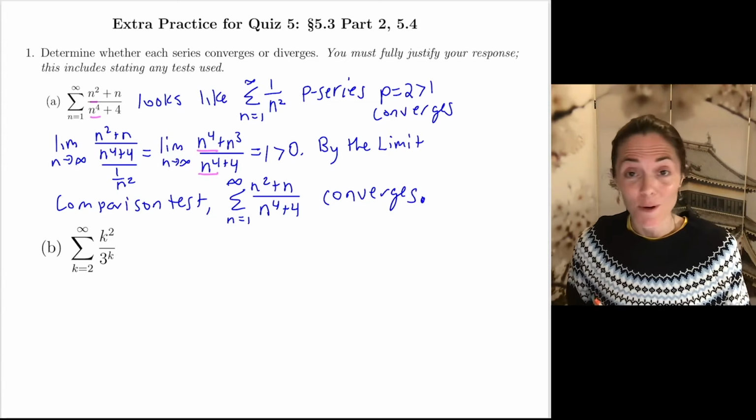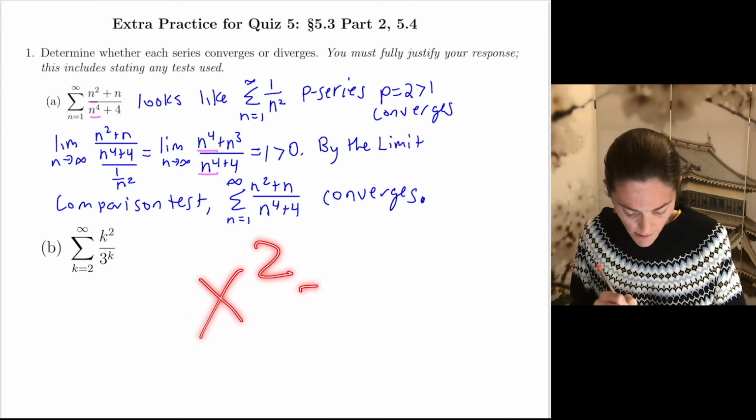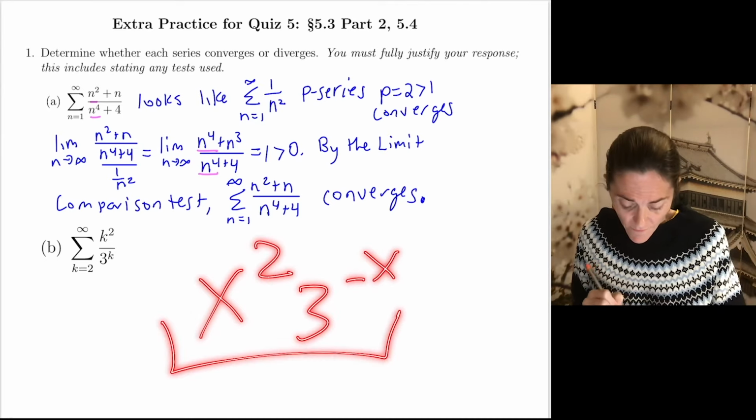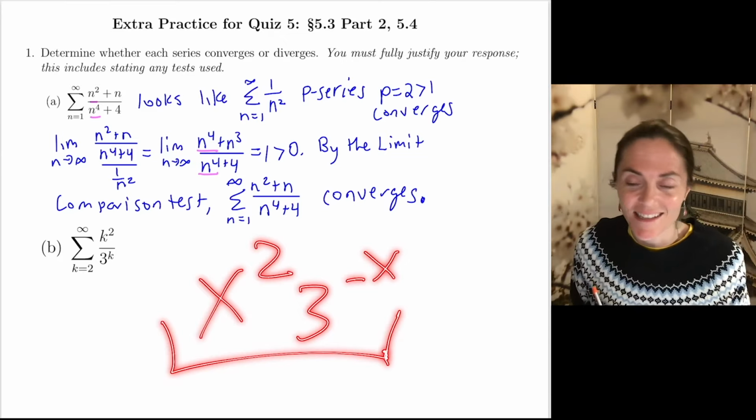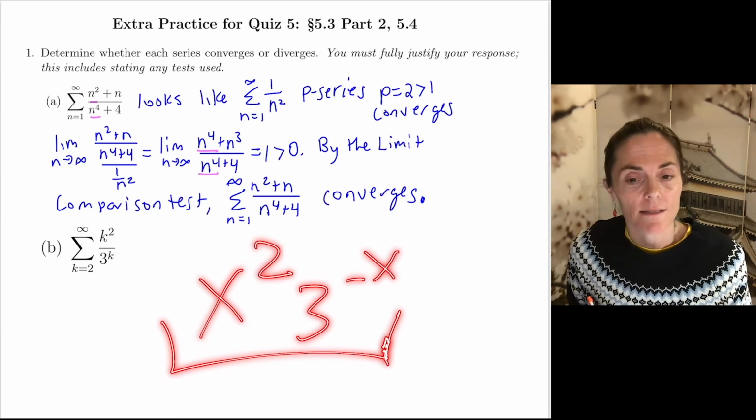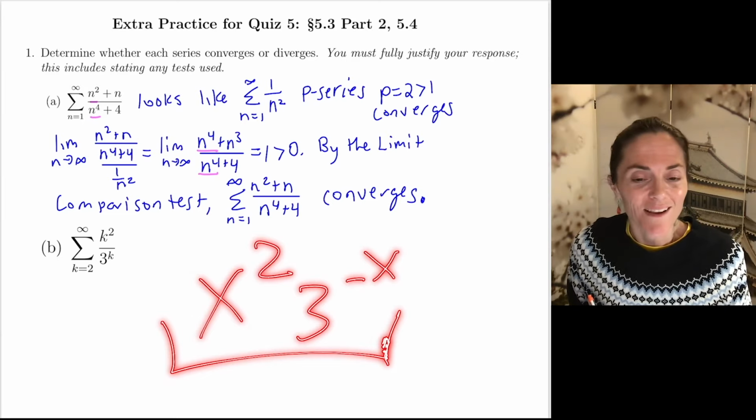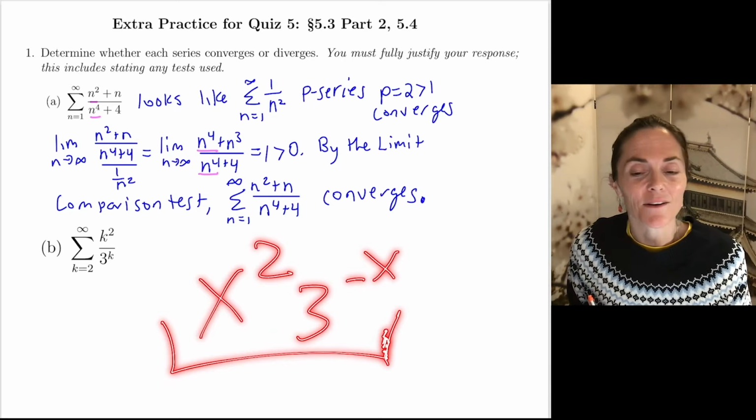One option, which I personally will not do, is to just look at this function. This function we can integrate and is continuous, decreasing, non-negative, things like this. So I could use the integral test. Personally, I don't want to integrate this. I'd have to use integration by parts twice. I also have to remember how to integrate a base 3 exponential function, and it's a lot of work.